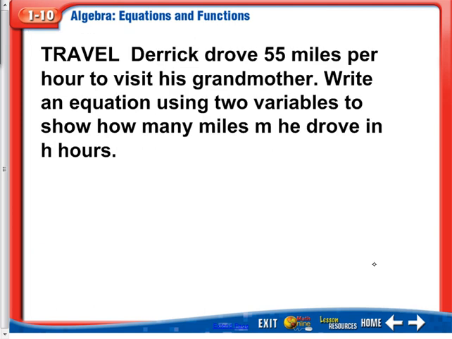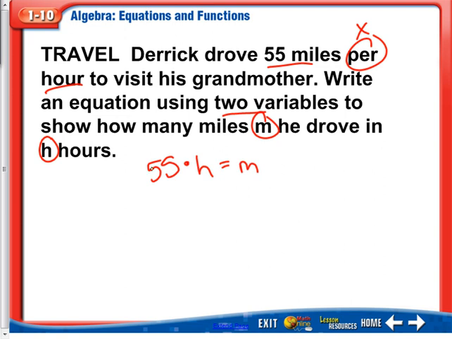Derek drove 55 miles per hour. Whenever we see the word per, we should think multiply. So 55 miles per hour, that could be another variable, to visit his grandmother. Write an equation using two variables to show how many miles M he drove in H hours. So I have 55 miles per hour is going to give us the number of miles he drove. So 55 times the number of hours.